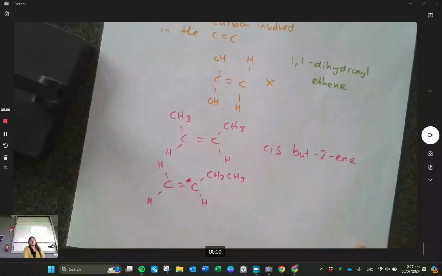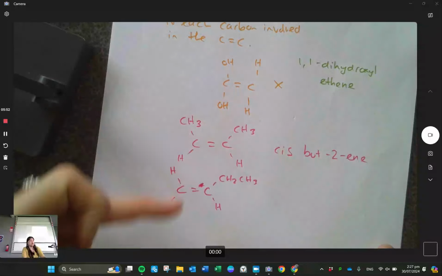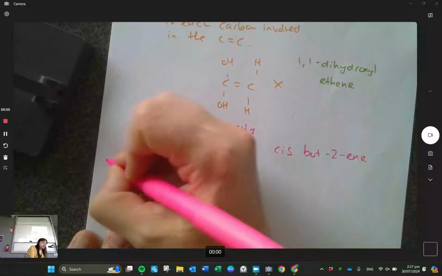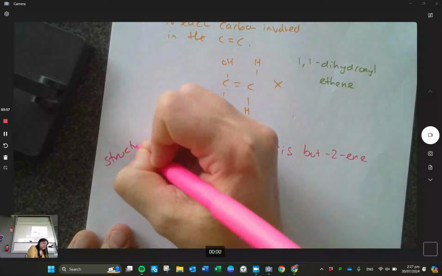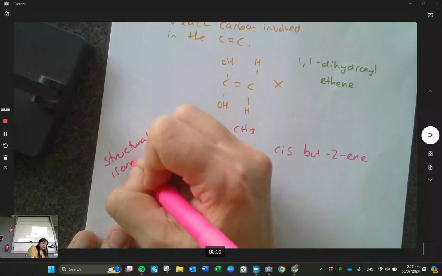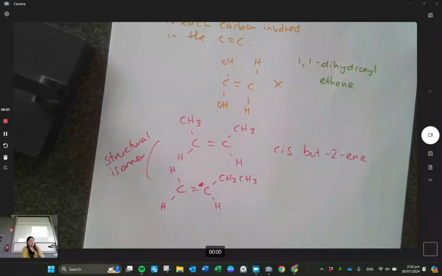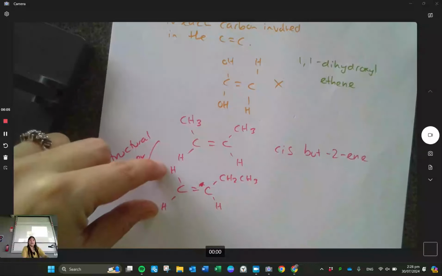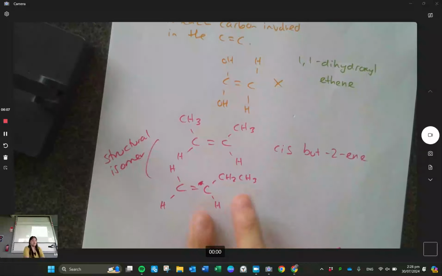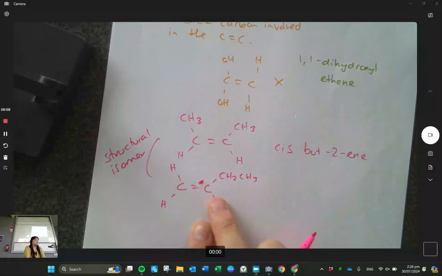If I had my molecule like this, so this is a structural isomer of the one before. Do you see how in this case, this carbon here has two different groups? One has hydrogen, and this one has an ethyl chain and then a hydrogen. So this one meets the requirement, having two different things attached to it, but this one does not. So this has no cis-trans isomers.